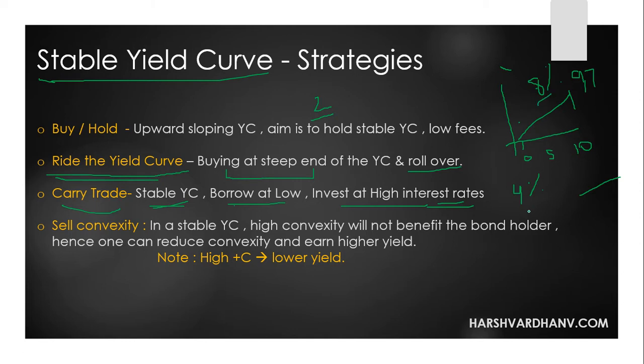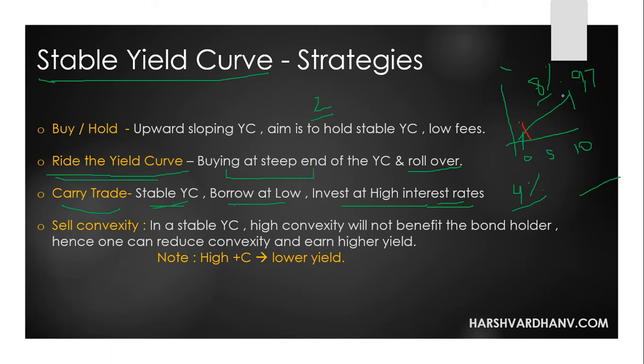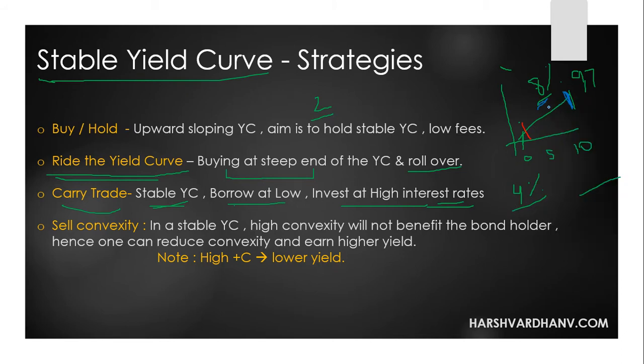So you borrowed at 4% at the shorter end of the curve. I'll depict the borrowing in red. You borrow here, take that money and invest it at the steep end of the yield curve, and you hold it for 2 years. Since the yield curve is expected to be stable, your 4% borrowing and 8% return will more or less remain the same, and you will have a 3% return by taking absolutely no risk. So this is the carry trade.